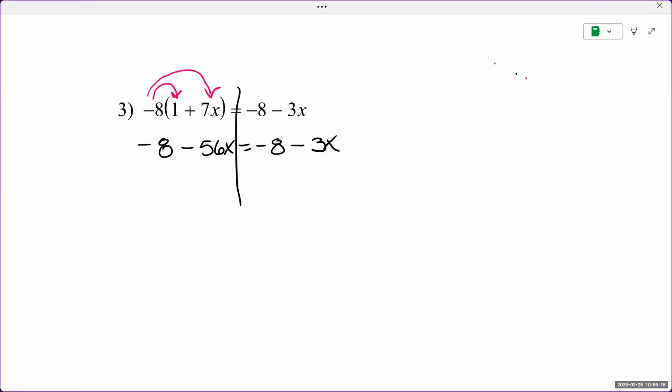Okay, so let's move all of our x's to this side. Now, negative 56 is technically not bigger than negative 3 because they're negatives, and we want fewer negatives, not more. But we're going to move all our x's to the left and all our numbers to the right. So how can I get rid of negative 8? Add 8 to both sides.